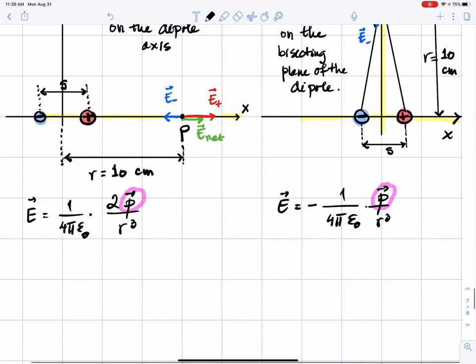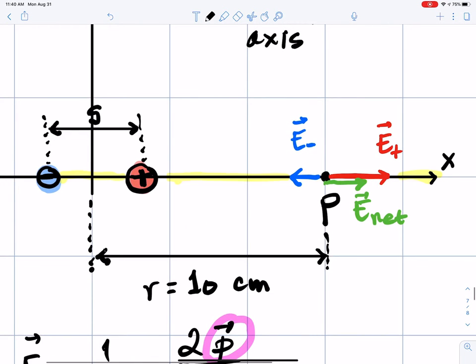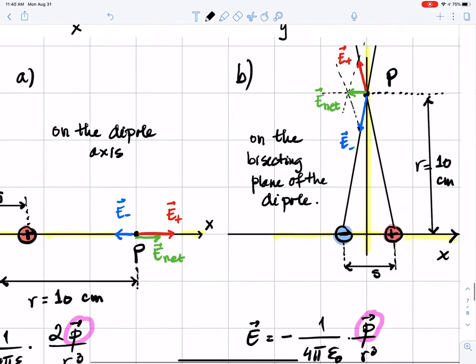And remember the principle of superposition. At point P, the electric field generated by the positive charge is going outward, represented here by the red vector. From the negative charge, you're going to have an inward field, represented here by the blue vector. Of course, you have to apply the principle of superposition. The E net would be in the direction of the larger vector if it's on the same axis.